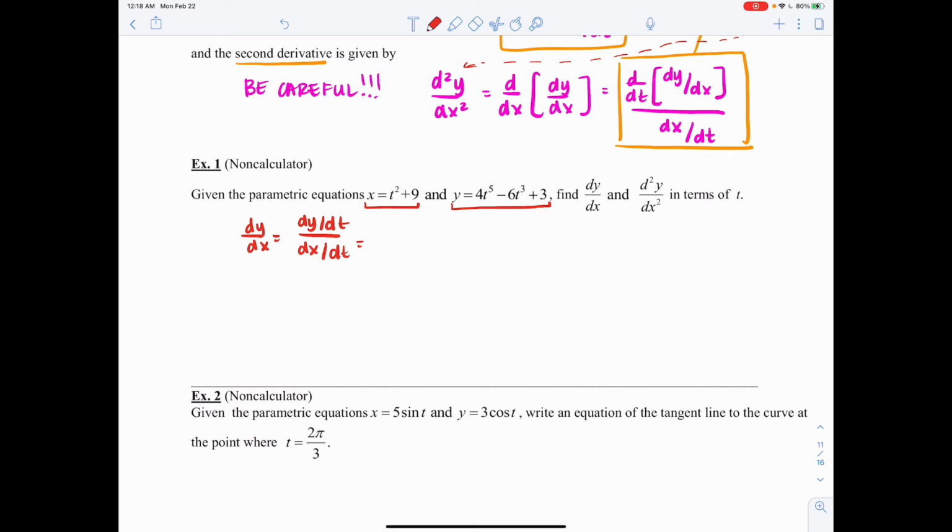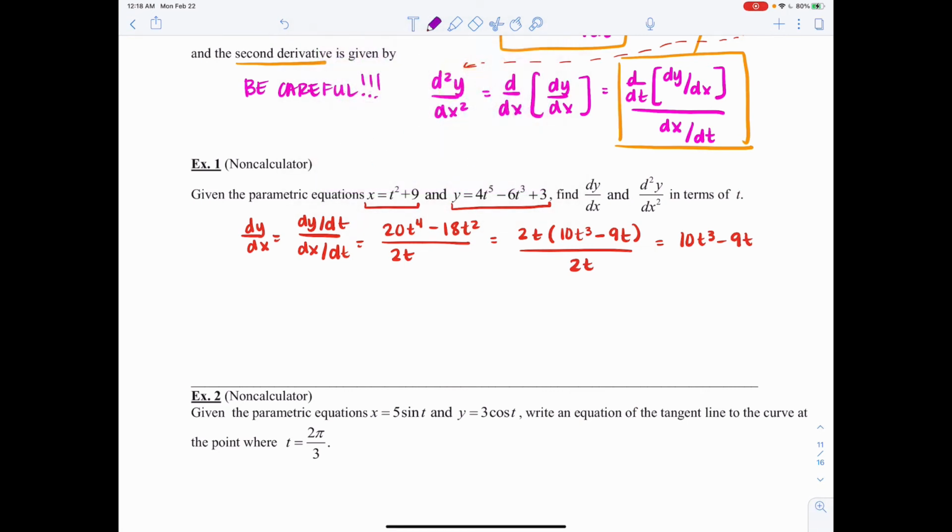Well, the derivative of y is going to give me 20t to the 4th minus 18t squared. The derivative of x is going to give me 2t. I can simplify this by taking out a factor of 2 and t from the numerator to give me 10t to the 3rd minus 9t. In the denominator, 2t, for a final answer of 10t cubed minus 9t.